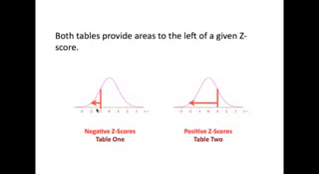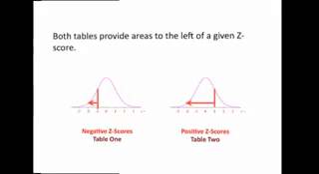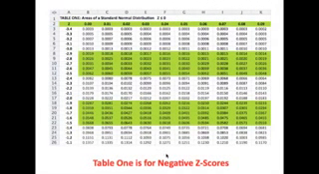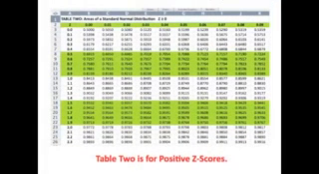Table 1 you look at if you have a negative z-score, which gives you this area. Table 2 you look at if you have a positive z-score, which gives you this area. Table 1 has the value for the negative z-scores. You should see the negative values here. Those are negative z-scores. Table 2 includes the value for the positive z-scores. You'll see the z-score right here going down this side with positive values.